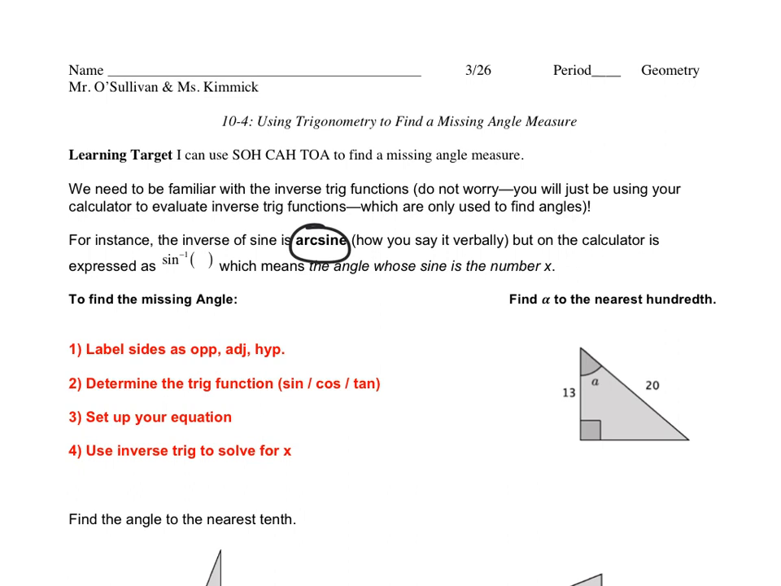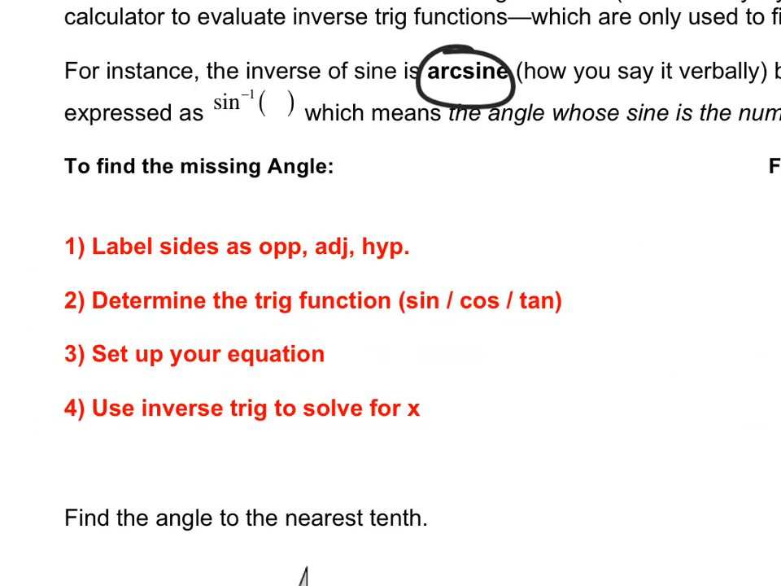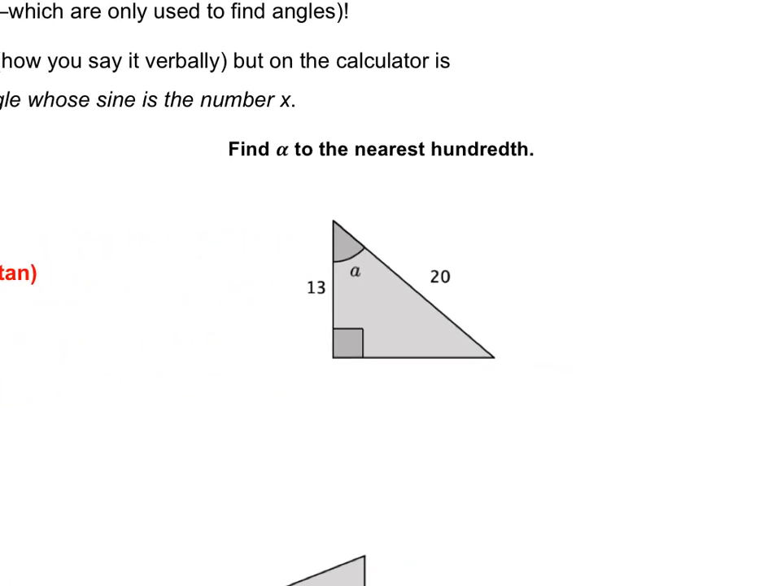But to find a missing angle, it's still the exact same procedure as finding a side length, but instead of being given an angle, you're given a reference angle, and you don't know what the value of that reference angle is. So to find a missing angle, we still label our sides as opposite, hypotenuse, and adjacent. We determine the trig function, so sine, cosine, tan, set up our equation, then we use inverse trig to solve for x. So you're always going to be given a variable for your angle that you want to find.